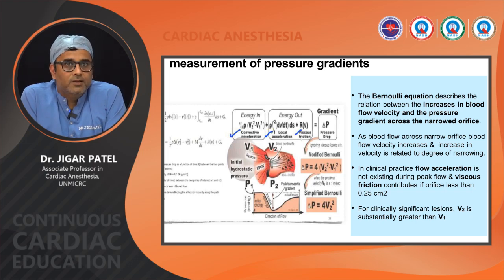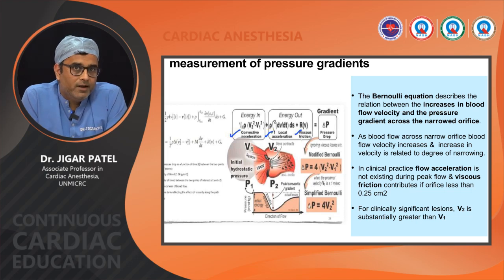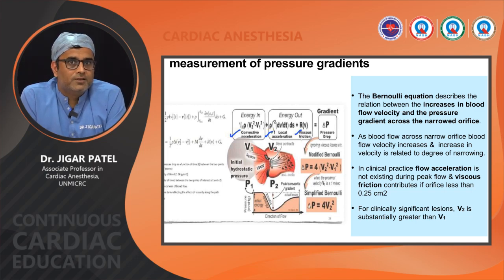As you can see in the image, the actual Bernoulli equation is very complex, and it is based on convective acceleration of flow along with viscous friction, and there is a difference in velocity proximal and distal to the narrow orifice. In our clinical practice, flow acceleration does not exist during peak flow. At the peak flow there is no flow acceleration and there is a steady flow, so you can ignore it. Similarly, viscous friction contributes only if the orifice is less than 0.25 square centimeters or in a long tubular lesion, so you can also ignore viscous friction.